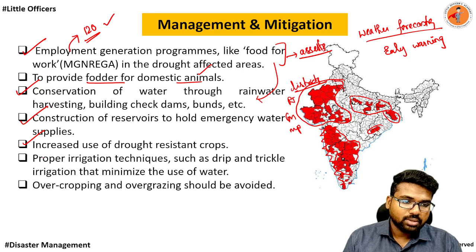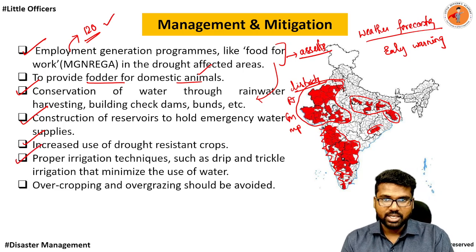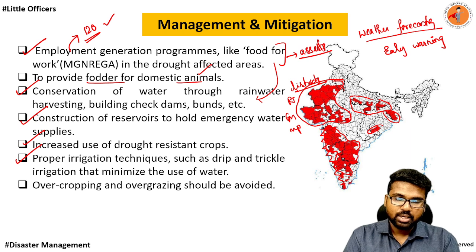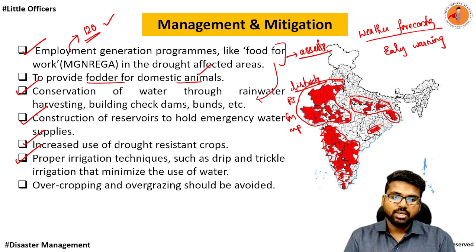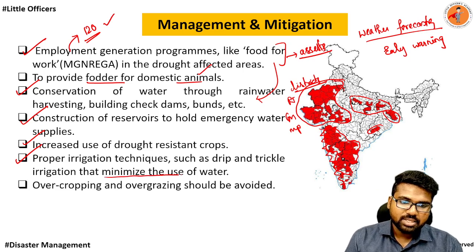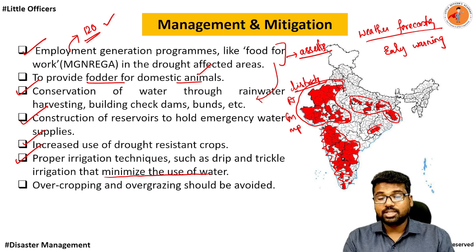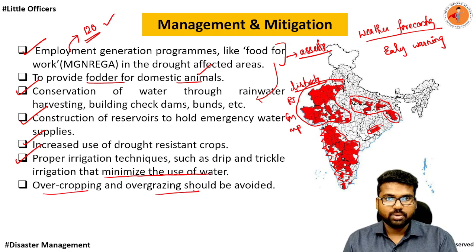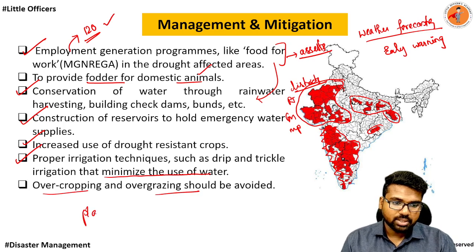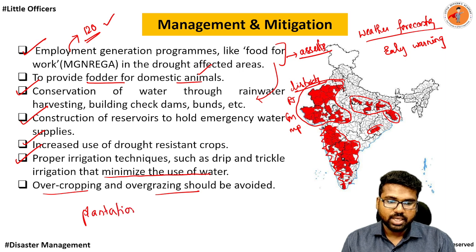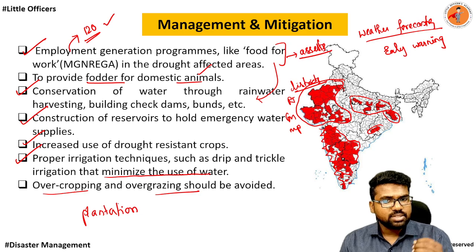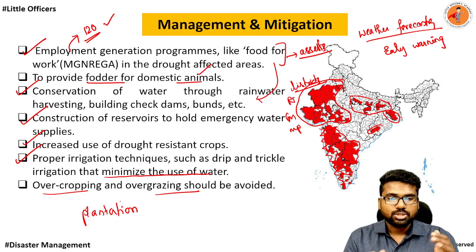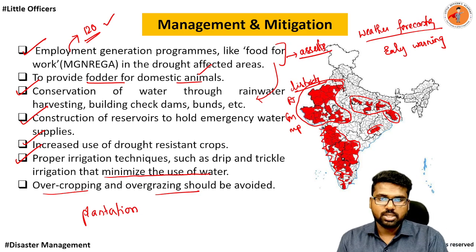Then you can use scientific irrigation methods, like drip irrigation, sprinkler irrigation, or trickle irrigation. These are some of the methods which can minimize the use of water. It will have further advantages as well. Then overcropping and overgrazing should be avoided, and tree plantations etc. should be done so that we can increase the green cover. These are some measures, you can write them as short term measures and long term measures. So in that also you can classify it.